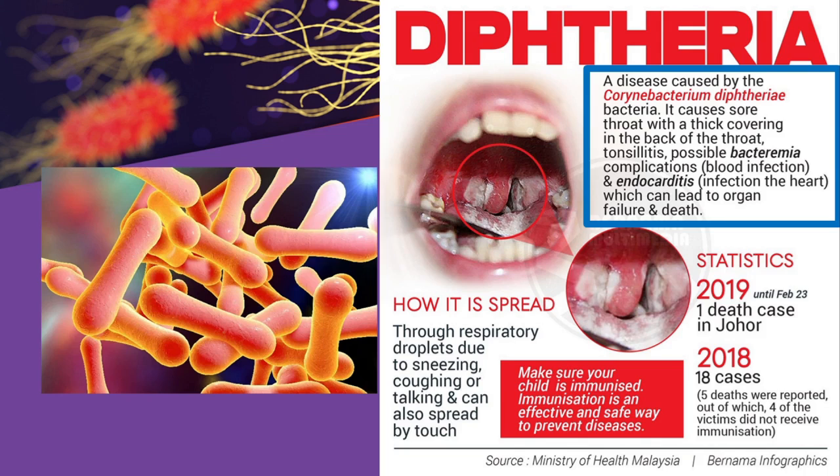And how is it spread? The diphtheria bacterium is spread through the respiratory droplets due to sneezing and coughing. Or if we are talking to a person who is infected with Corynebacterium diphtheriae, the respiratory droplets can enter the respiratory tract of the healthy person, or if he is coming in direct touch with the infected person, then also the bacterium can get transmitted.